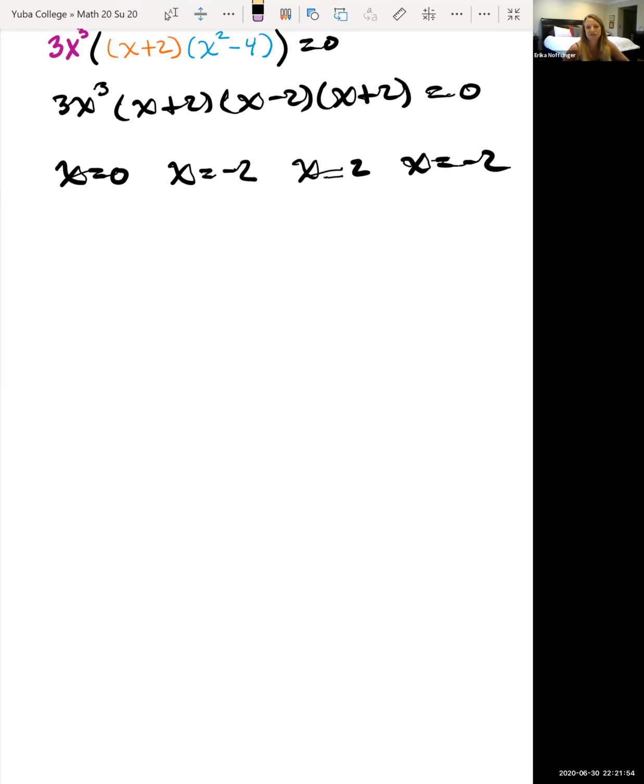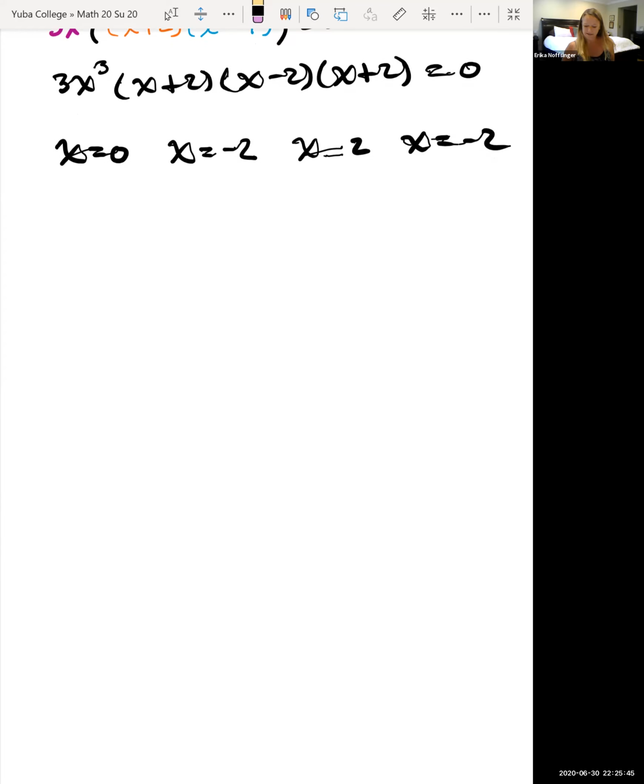Okay, still not working, and I don't like it. Okay, so I finally figured it out or fixed my problem, and so we just found our x-intercepts.